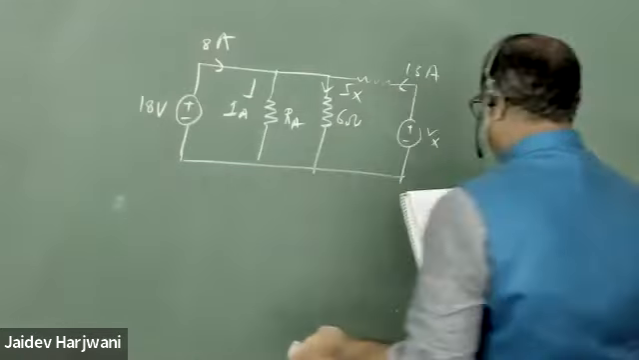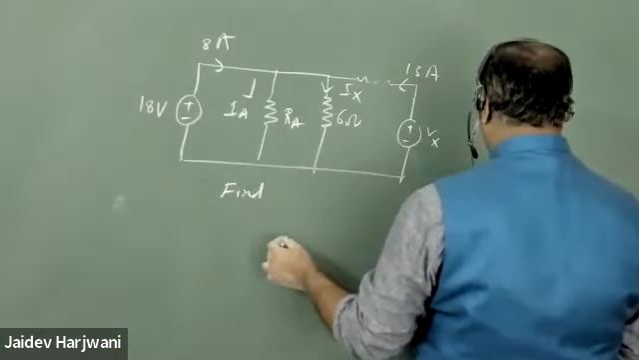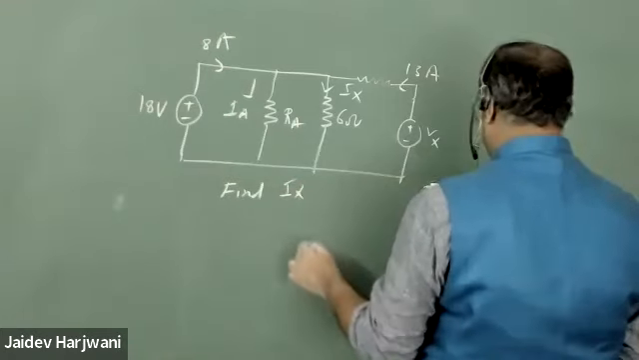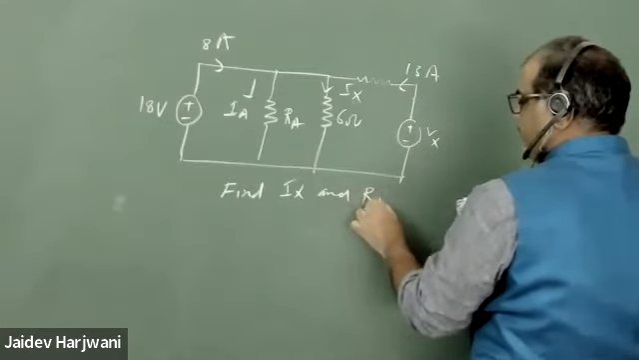So can you find what the unknown things are? IX and RA. Can you find out IX and RA?